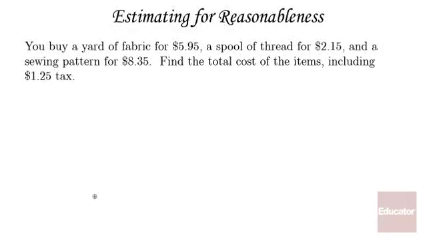Estimating for reasonableness. You buy a yard of fabric for $5.95, a spool of thread for $2.15, and a sewing pattern for $8.35. Find the total cost of the items, including a $1.25 tax. So we're going to be estimating here for reasonableness. That means at the end, we're going to check if our answer is reasonable.